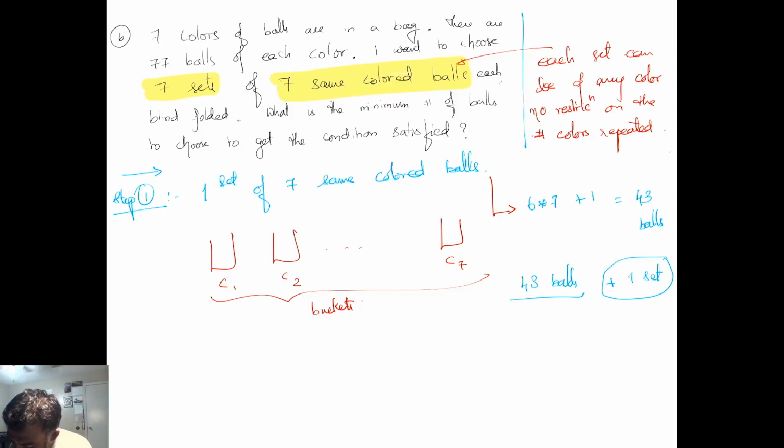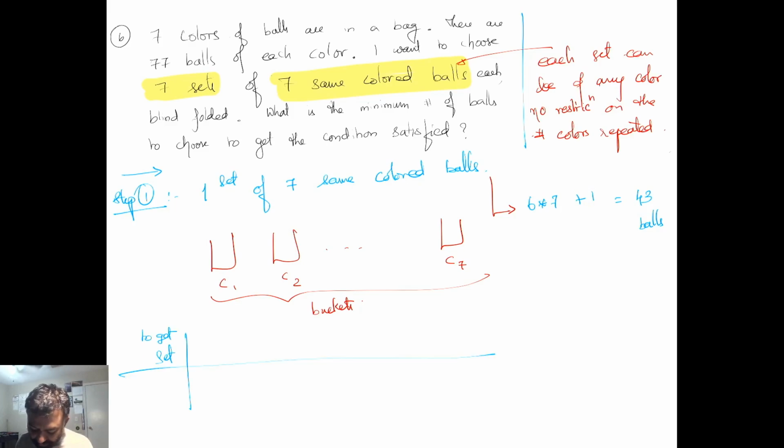So let's just make that into a table. So what we are saying is, to get this many number of sets, this many number of balls. For the first one, I needed 43. For the second one, you just needed 7 more, right? So that was 50. For the third one, you need 57. That's all it is. So if you need 7 more, what do you need? So this is 43 plus 14, right?